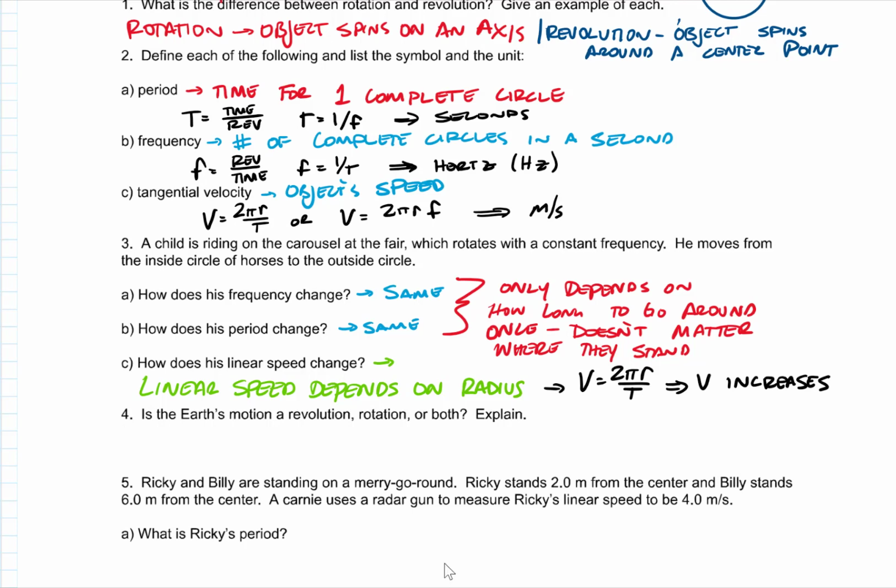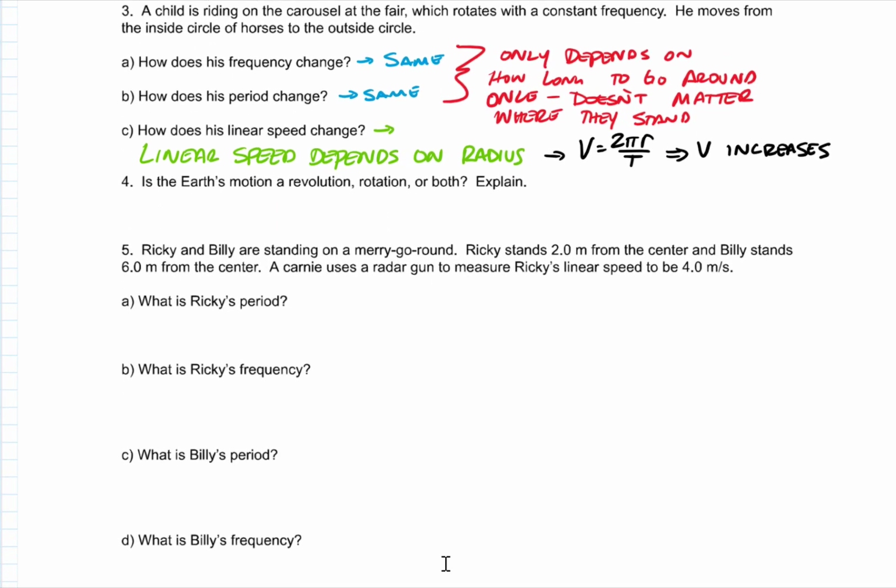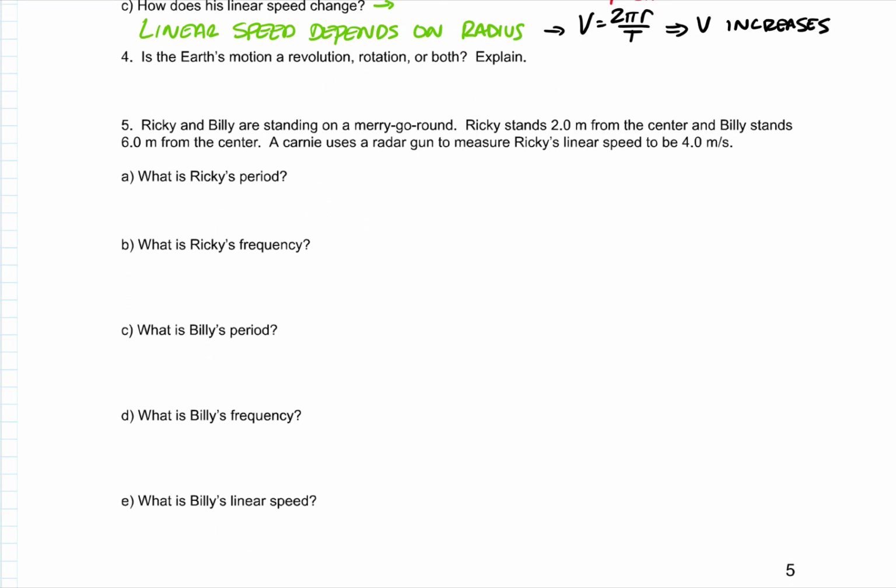All right, question 4. Is the Earth's motion a revolution, a rotation, or both? Well, it's both. The Earth is doing two things. It rotates around its axis. That's the spinning. That's why we have days. And then it revolves around the sun. That's why we have seasons. Also the tilt. There you go.